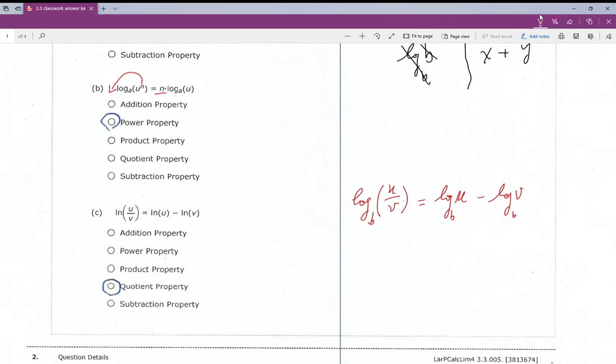And we talk about the name of the property. When you have division, the exponent needs to be subtraction. That's how you memorize this formula. And the name of the property, we call it quotient property because it's division.